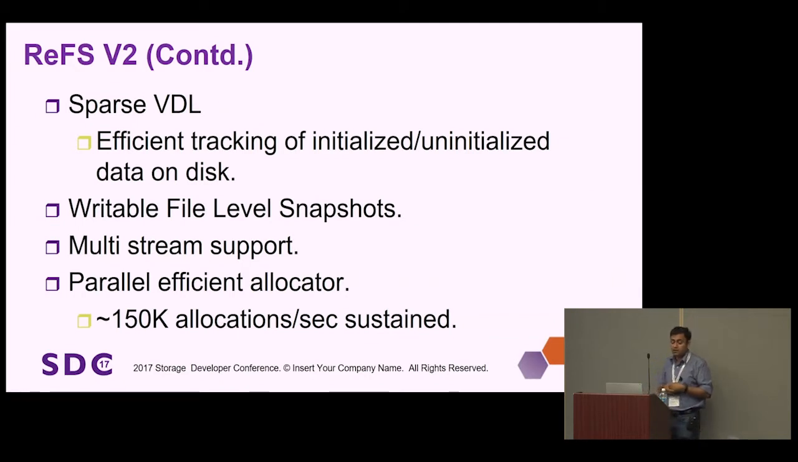So another thing that we did was file-level snapshots. So these are writable file-level snapshots. You can take a file, and you can snap it, and you get another copy of that file. Think of it as a very, very fast copying of a file. So it's happening completely in metadata without any data being exchanged or being read from the disk.